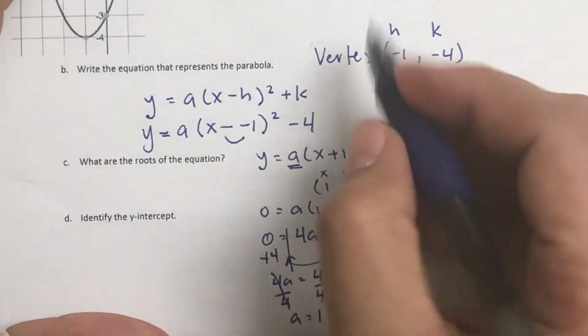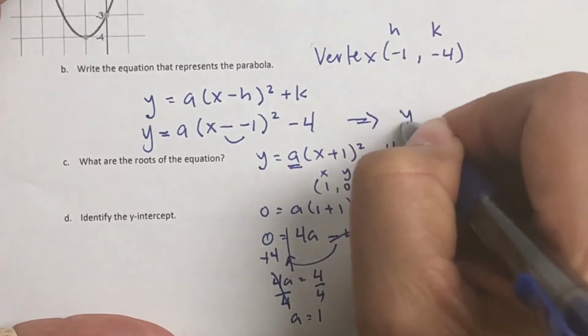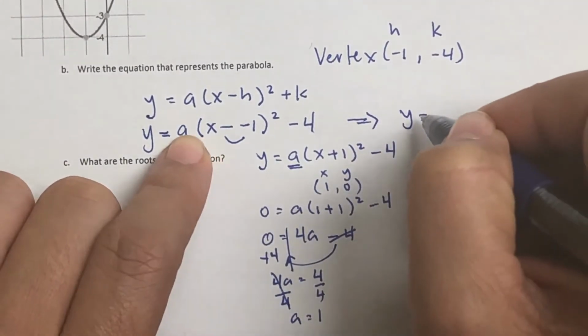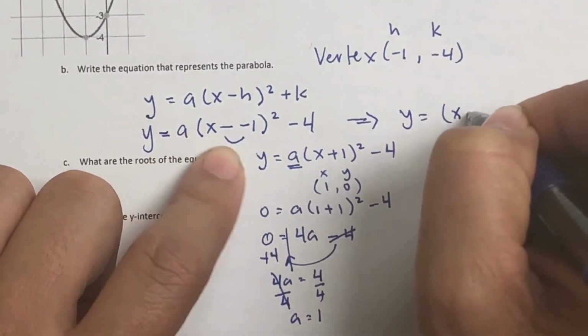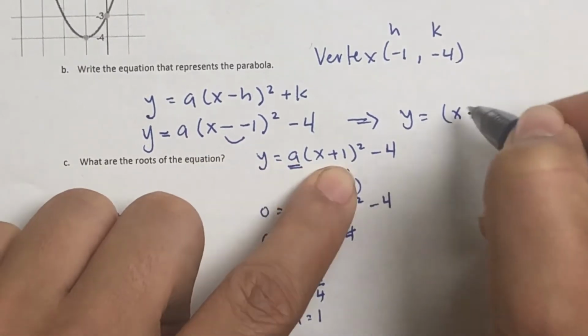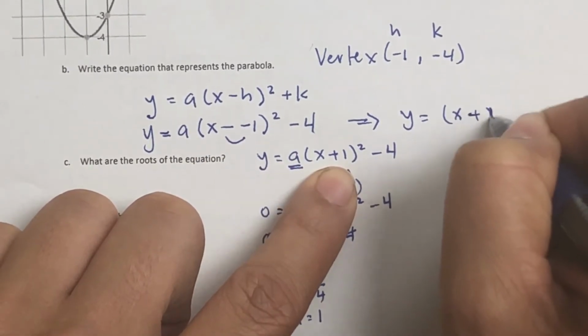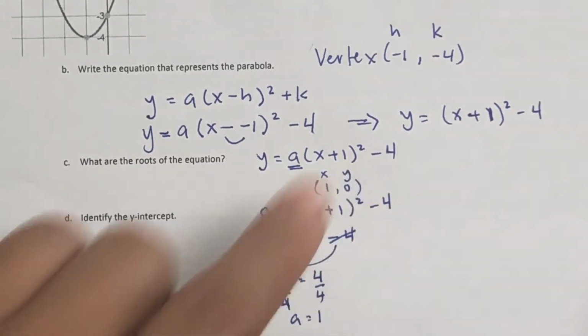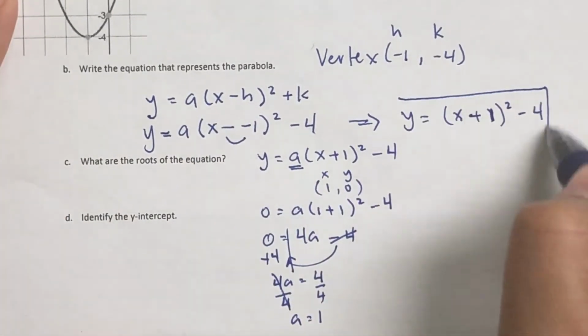Okay, so if a is 1, this equation is going to be 1, and it's an invisible 1, so I don't need to put it over there. I guess I should do it here. x plus 1 squared minus 4. Okay, so that's my equation that represents the parabola.